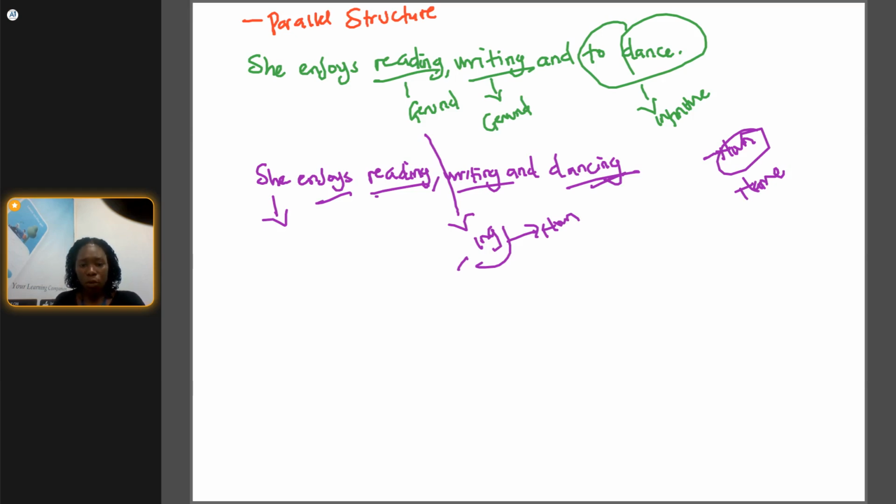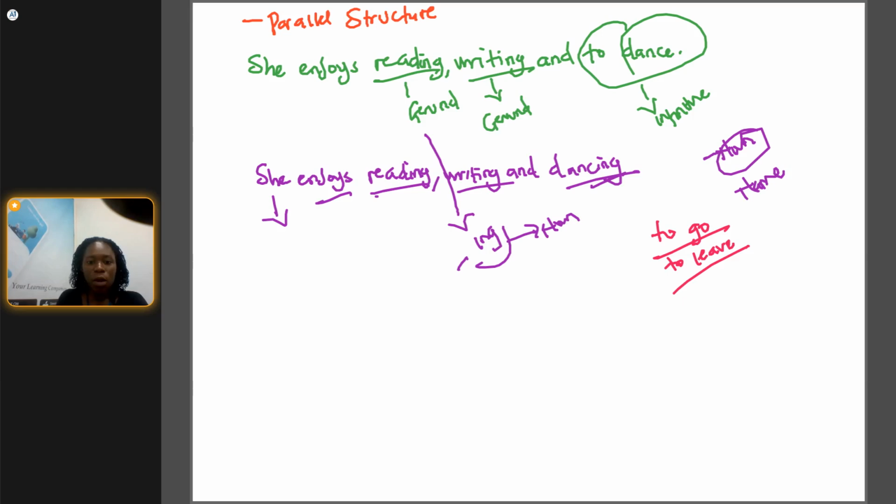Then infinitive. Infinitive is very similar to gerund, just that in this case you have something like to go, to leave. When you see this, you already know that this is an infinitive. A simple definition is that an infinitive is the base form of a verb that we add to.